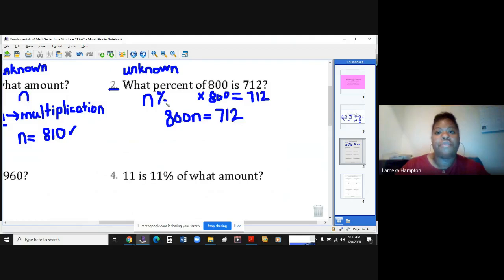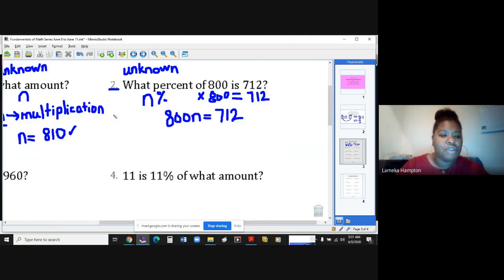Okay, now before, I have a feeling somebody may be thinking this, well, Miss Hampton, what happened to your percent sign? Well, I am still finding the percent, but I didn't need to write it next to the N. And I will show you all what that means momentarily. But this is the problem that I'm going to be working with. This is the problem that I'm going to be solving. Okay, so I have 800N equals 712.